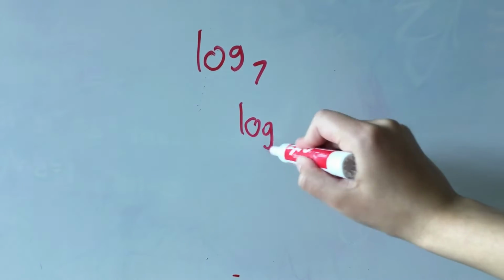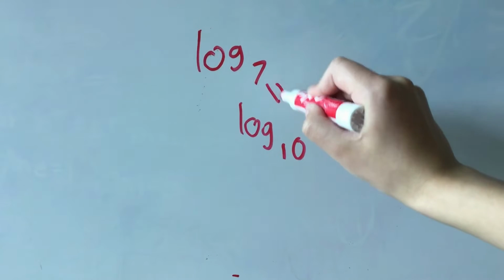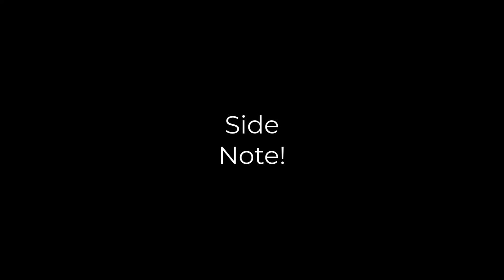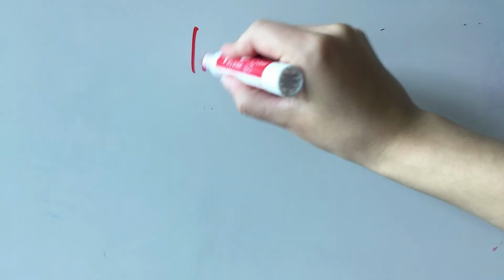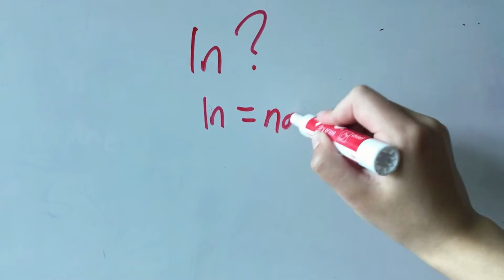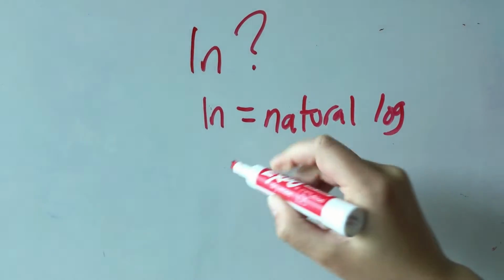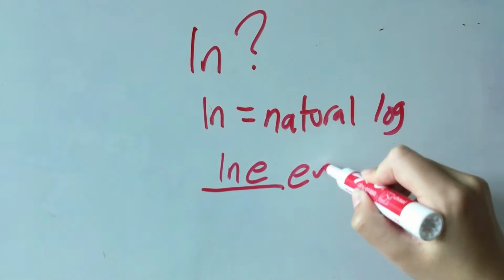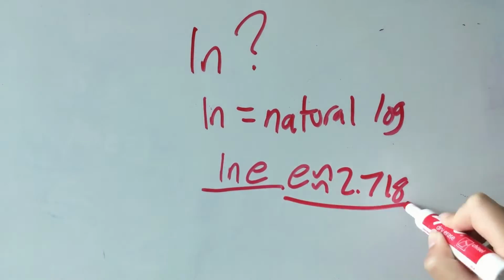Something else that isn't a law but good to know is that if you have something like log 7, it may look like there's no base, but it's actually base 10. Now, you might be wondering, what exactly is ln? ln is the natural log with base e. E is a mathematical constant and is approximately 2.718. I won't go into too much depth with that here, but just be aware of what it is.